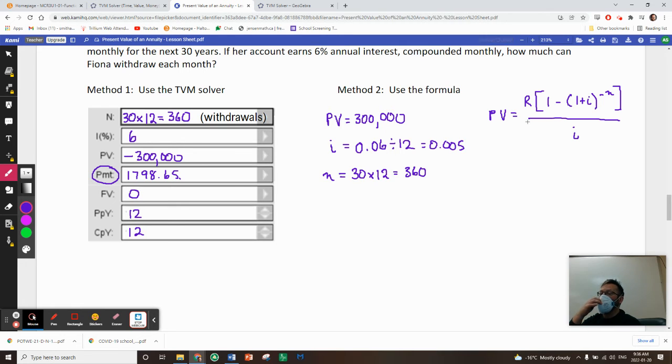Yesterday, we did a question solving for a payment. We rearranged our formula to get a new formula that can help us find the payment in these scenarios. And it's very similar to yesterday. You want to get the R by itself. You multiply up the little i, and you divide by all the stuff in that square bracket. R equals PV times little i, divided by 1 minus 1 plus i to the power of negative n.